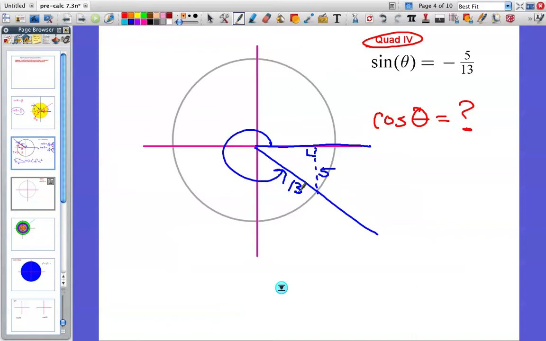So what does that mean, what the x value is? Now you can see that I didn't draw this to scale. I probably should have drawn it closer to the x-axis because the x value is going to be quite a bit bigger than the y value.